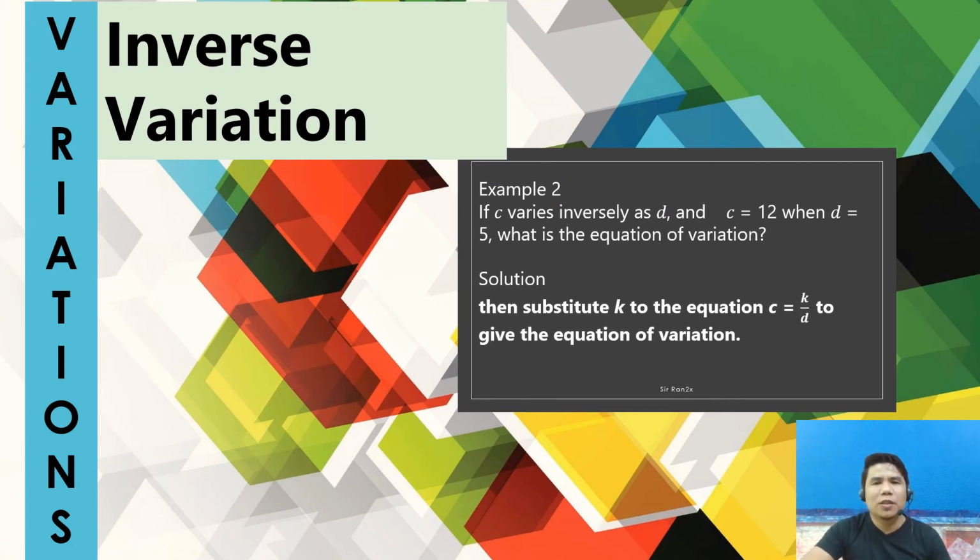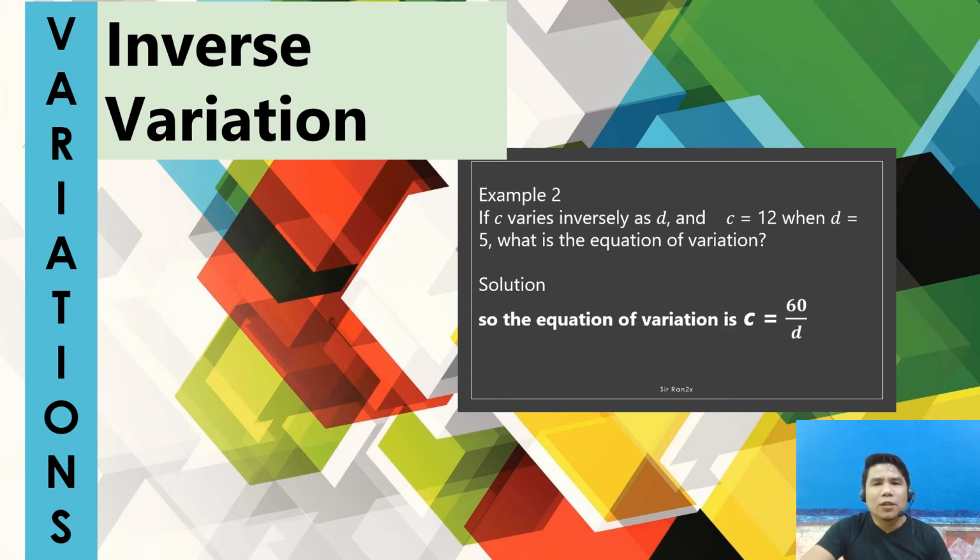That is, when we substitute k to the equation C is equal to k over D, the given equation of variation would have been C is equal to 60 over D. And that's what we call the equation of variation. That's your answer for the problem. What is the equation of variation? So your answer should be C is equal to 60 over D.